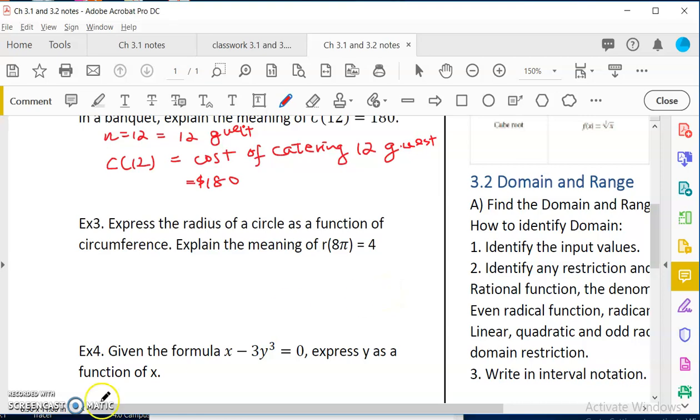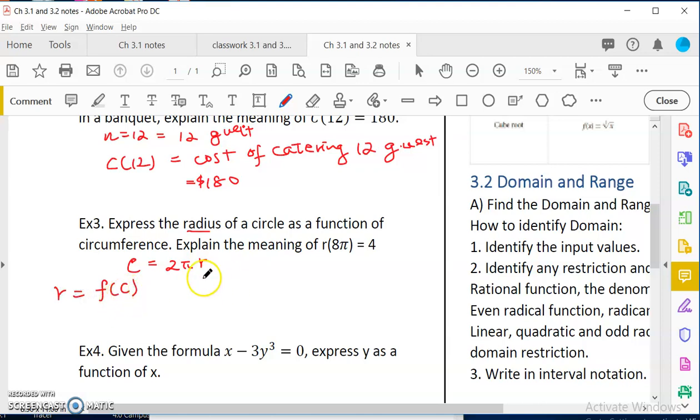Oh, this is what we were talking about, the circle formula, but it is not area. It is a function of circumference. We know the formula for circumference is C = 2πr, 2 times pi times r. But we want to write the radius as a function of circumference, so circumference is the input, and we want the radius to equal that.